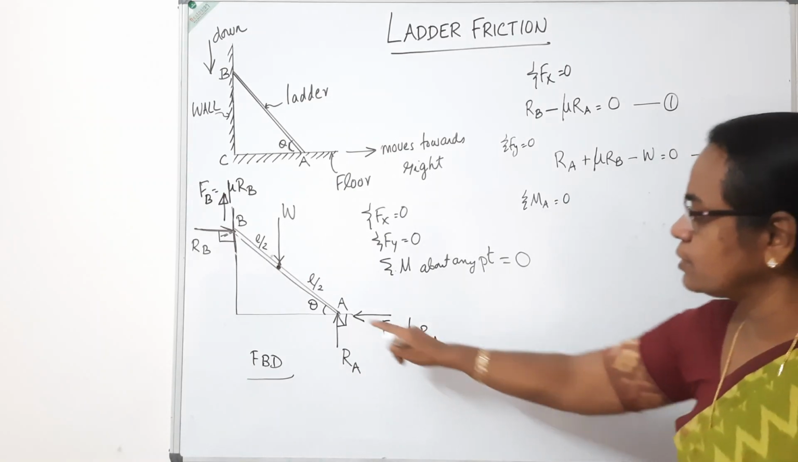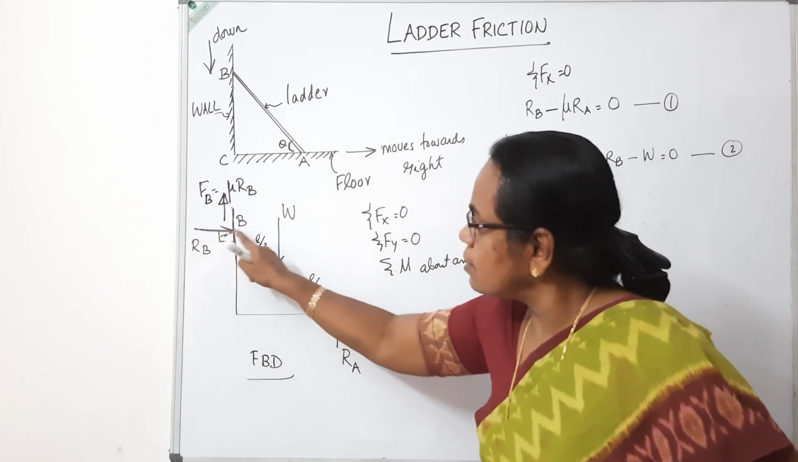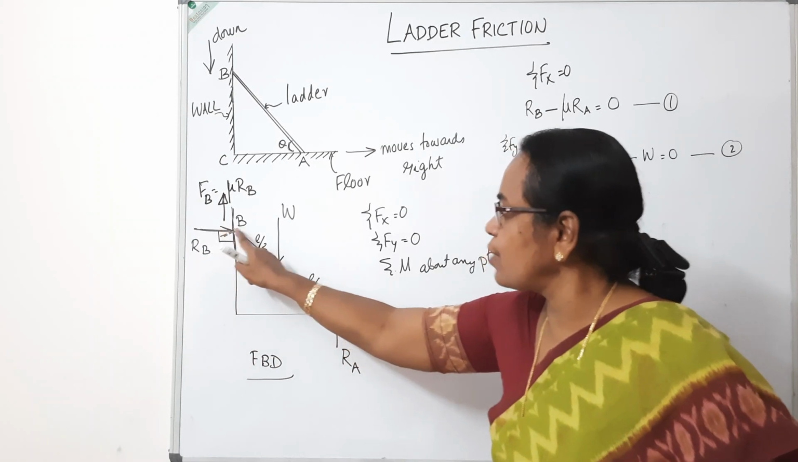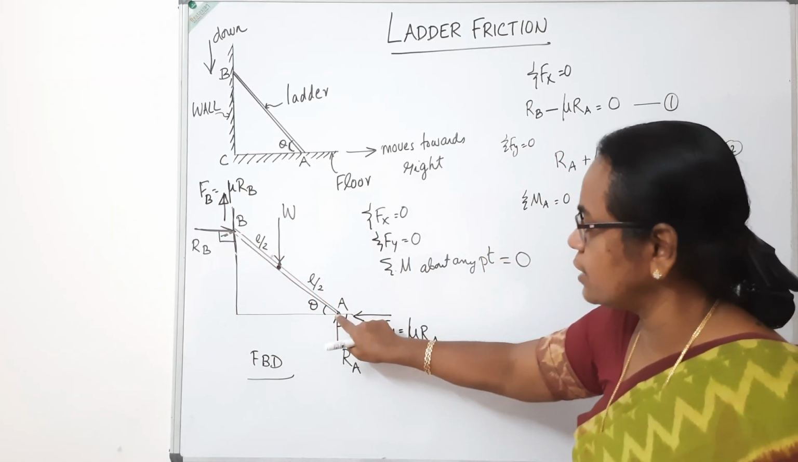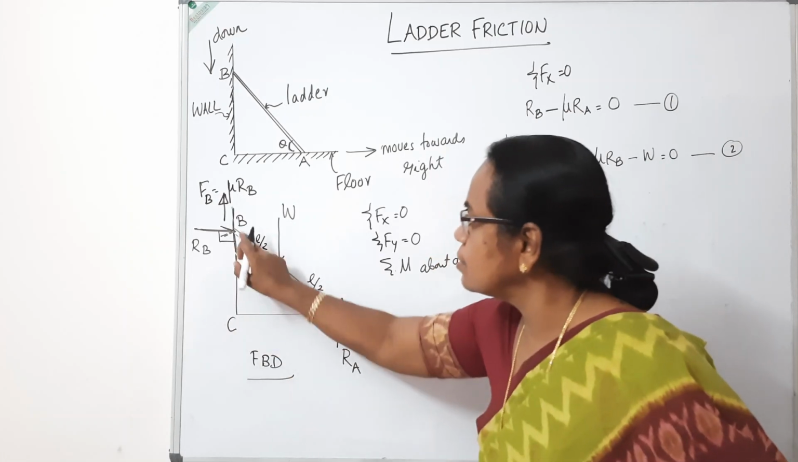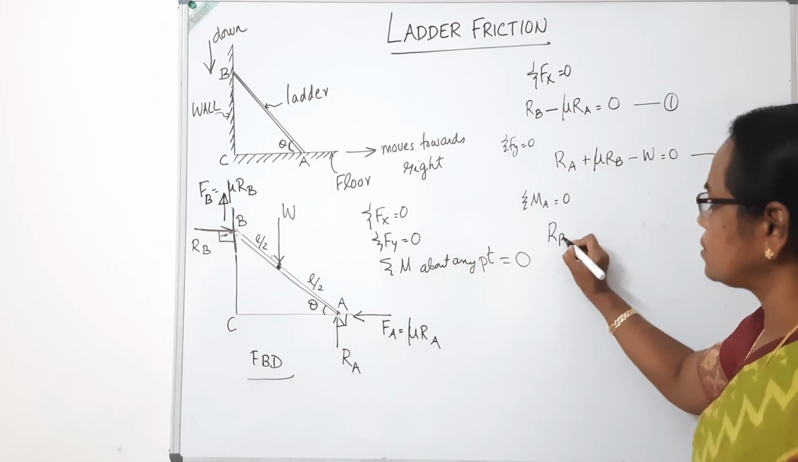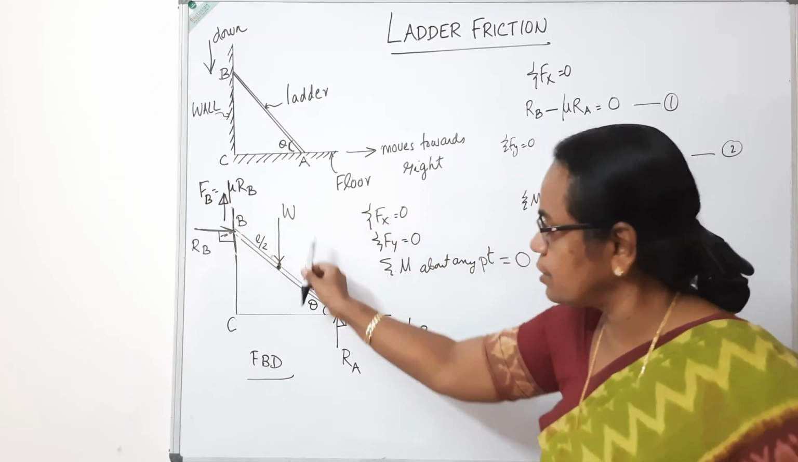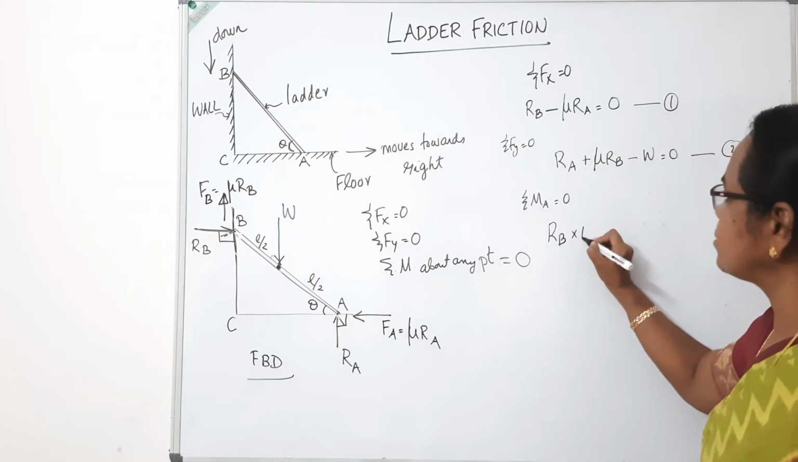Then we take moment of all the forces about A, the lowermost point. The RB into perpendicular distance: this is the line of action of B, and from that line of action the perpendicular distance up to point A. RB will produce a clockwise moment about A, so RB into distance BC.